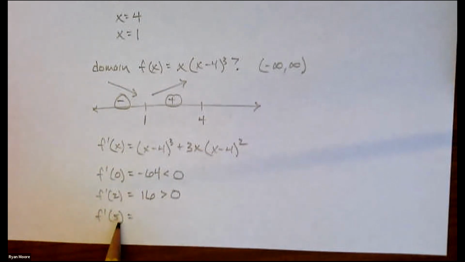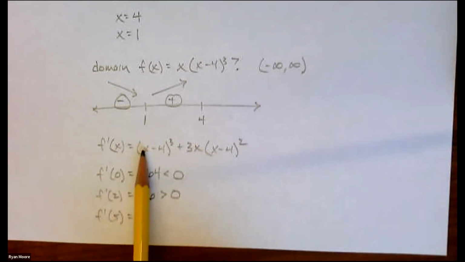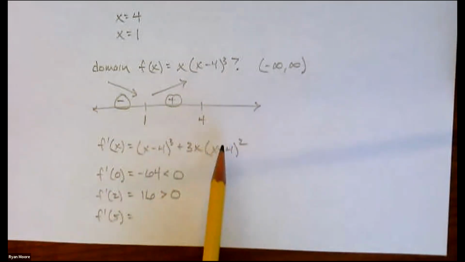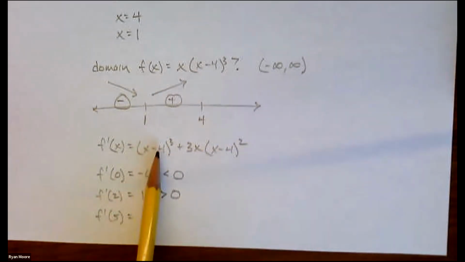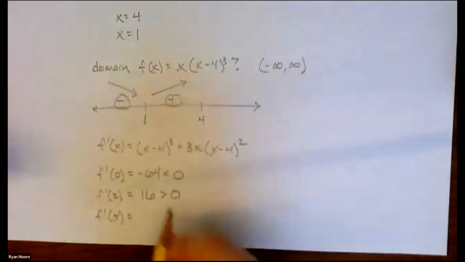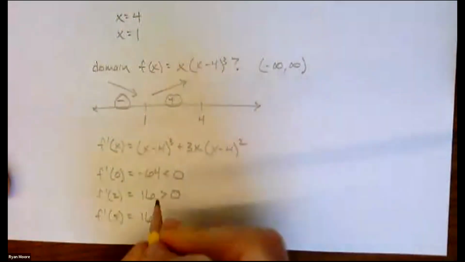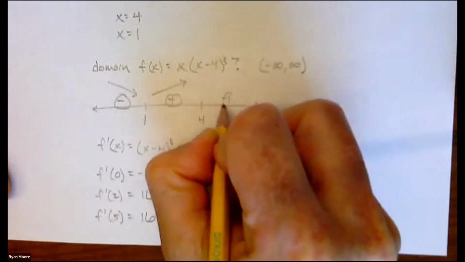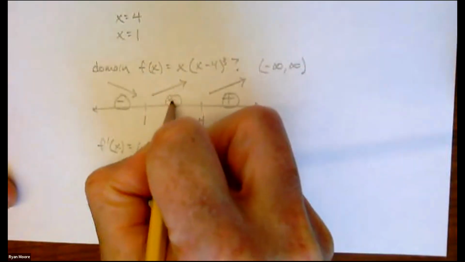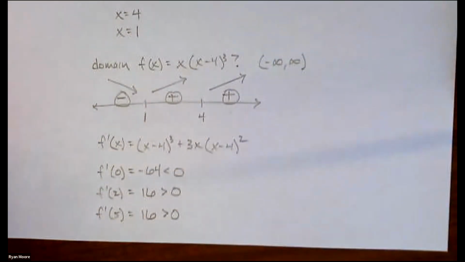Check out f prime of 5, right? Now this one's not so bad. 5 minus 4 is 1, so we got 1 cubed. Same thing here, it's just going to be 1. So we have 1 plus 3 times 5. That's going to be 16 again. That's also positive. Check that out. Okay, negative, positive, positive in our intervals.